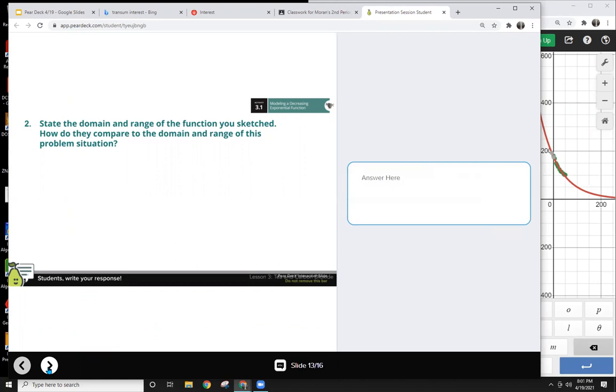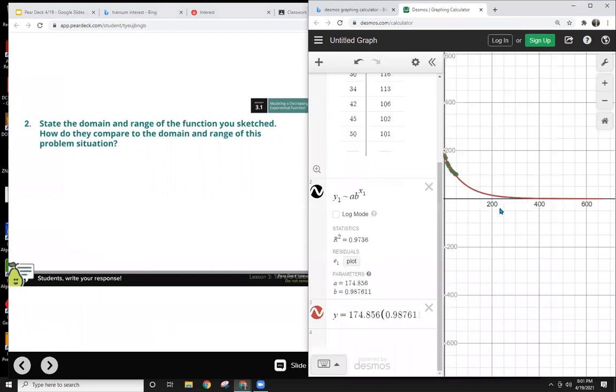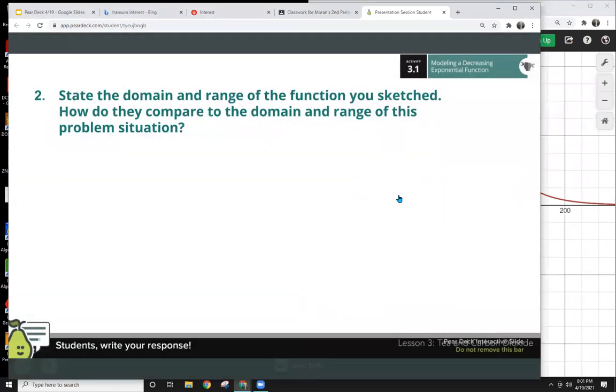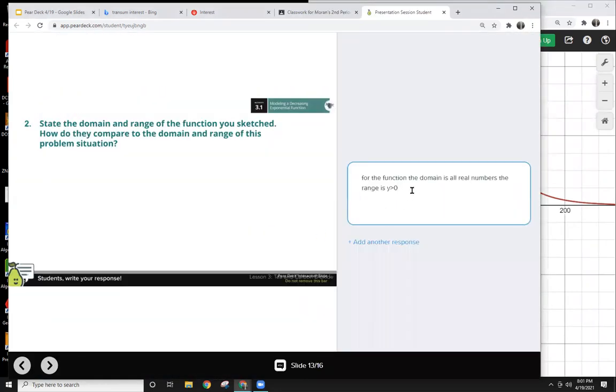How does this compare to the domain and range of this problem situation? Okay, so for the function, the domain is all real numbers. Okay. The range is y is greater than 0. That looks like to be our horizontal asymptote. So all the numbers greater than 0. Okay, so that's kind of like the mathematical way.